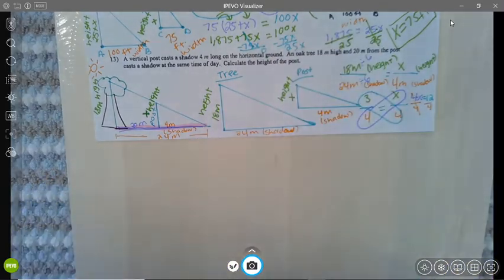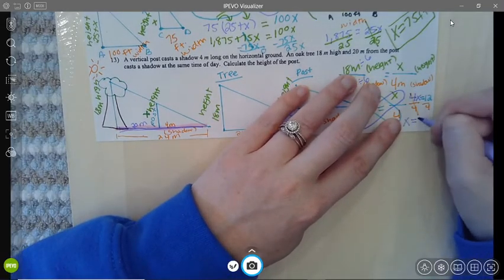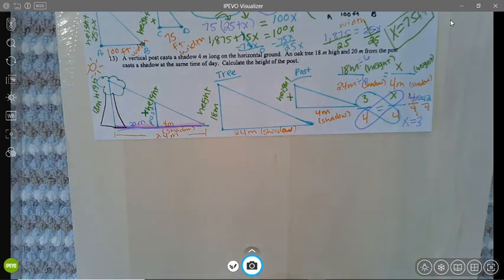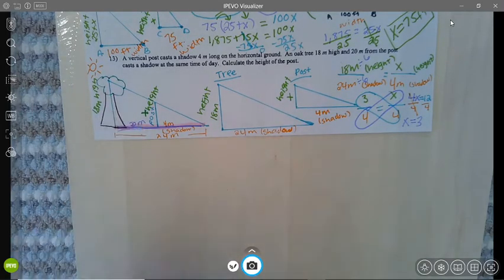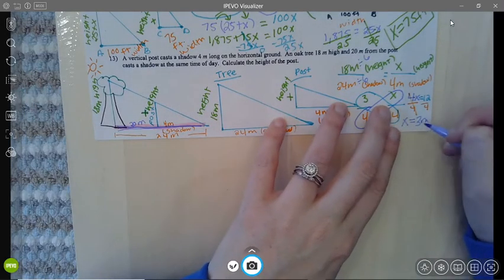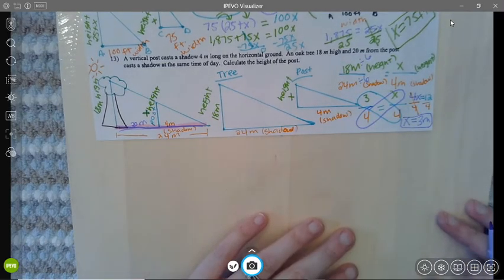Now don't forget, for your final step, you must include those units or I have no idea what you're talking about. 3 what? Well, our units are given to us. We're trying to find the height of the post, so all of our units are given to us in meters. So the height of the post is 3 meters. And guess what, guys? That's it.